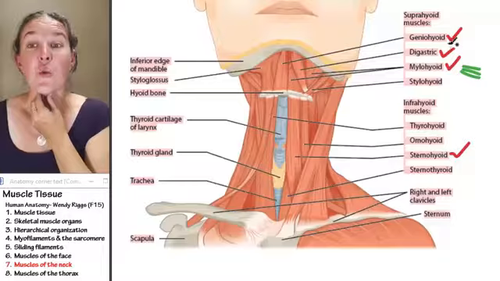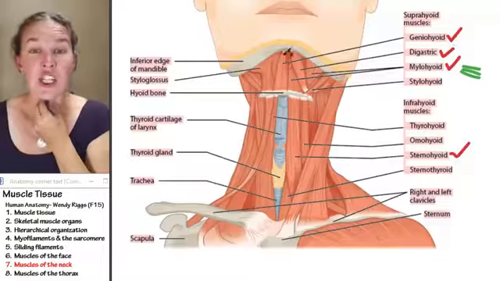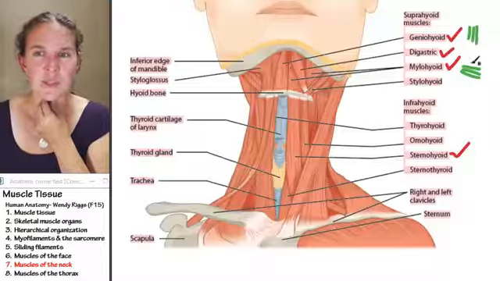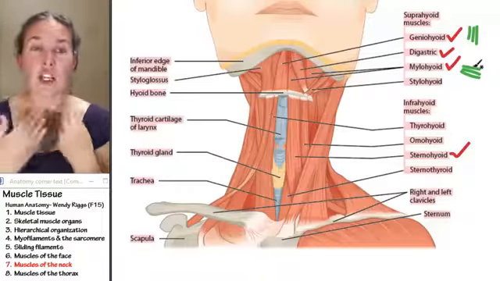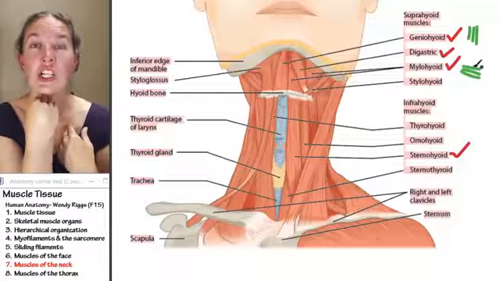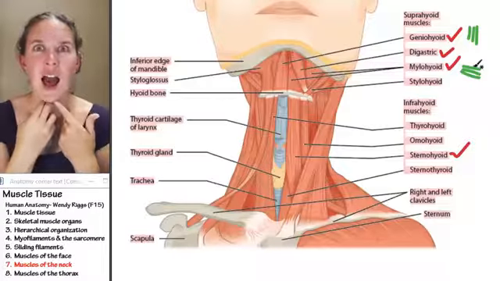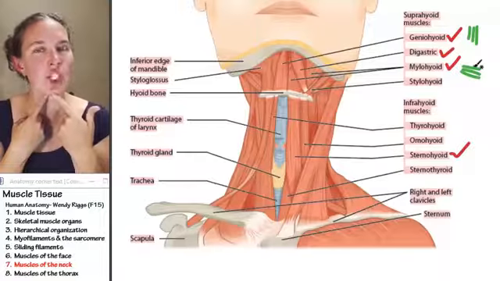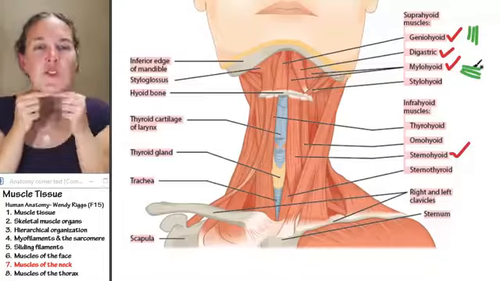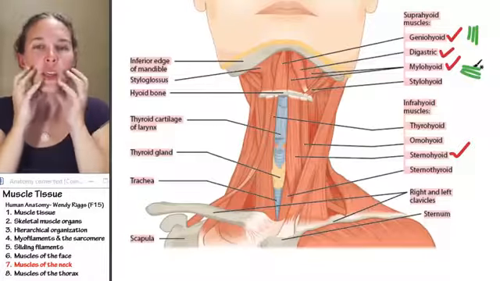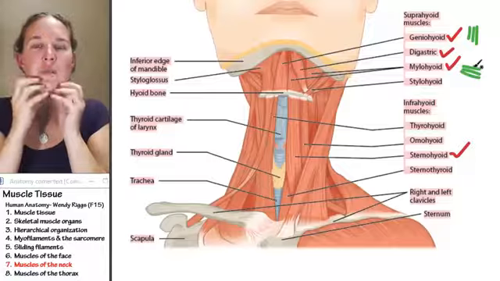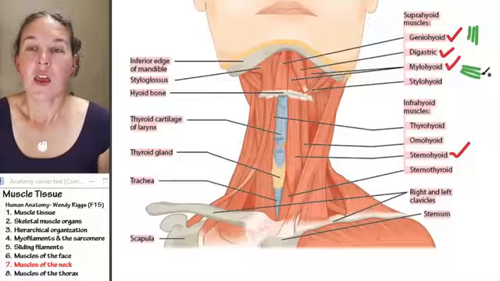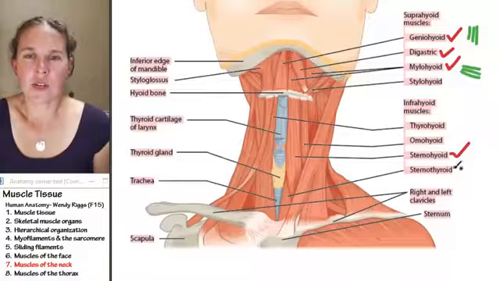Okay. You also have geniohyoid. Look at the direction of the fibers in geniohyoid. Geniohyoid fibers go this way. Genio means chin. Hyoid means hyoid. So the geniohyoid goes from the chin to the hyoid bone, and if you shorten that thing, you're going to help move your tongue around and help masticate your food and swallow. Awesome. Those are those three.